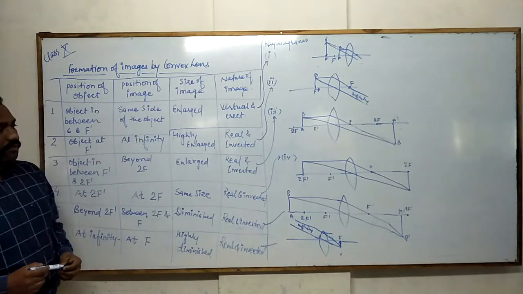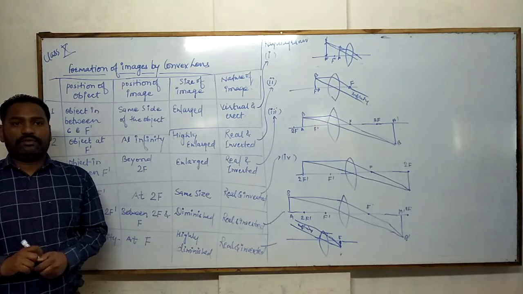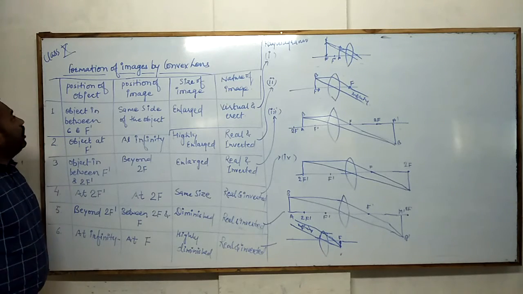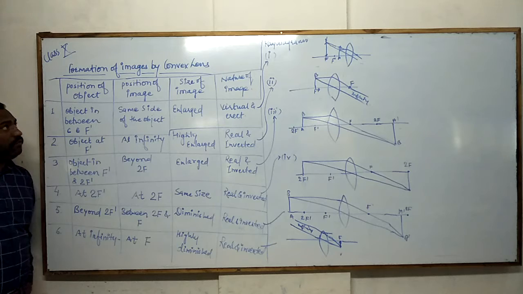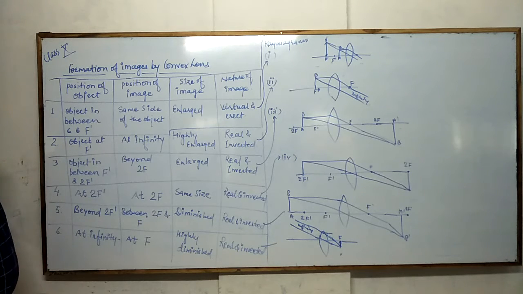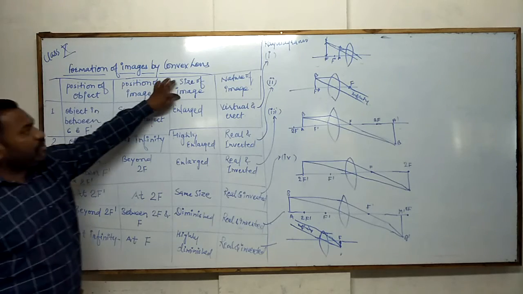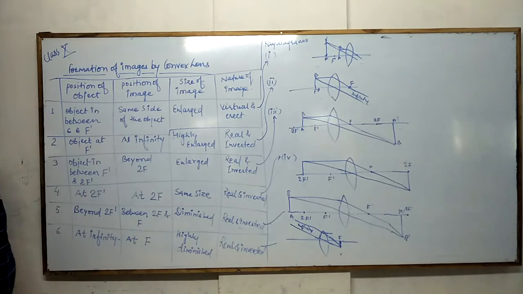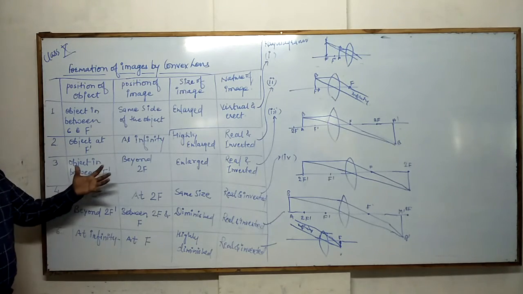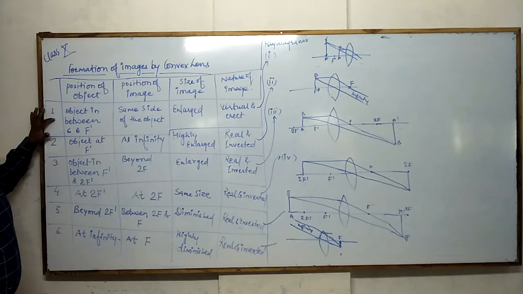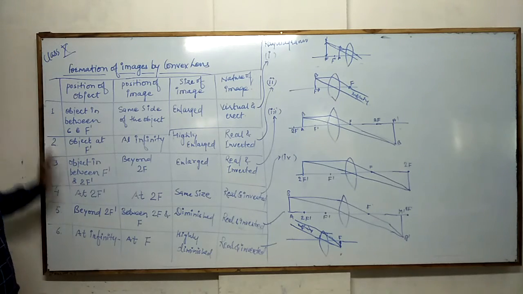Okay, stop writing. First, you have to understand here. Listen. These are the formation of images by a convex lens. So, the position of the object, the position of the image, the size of the image, and the nature of the image. Everything is a different question for us. So, object in between C and F dash.